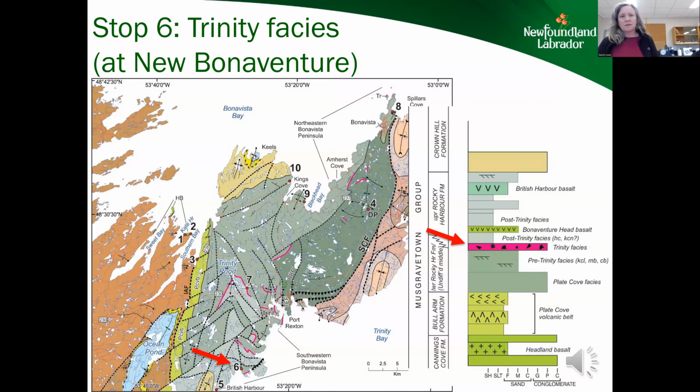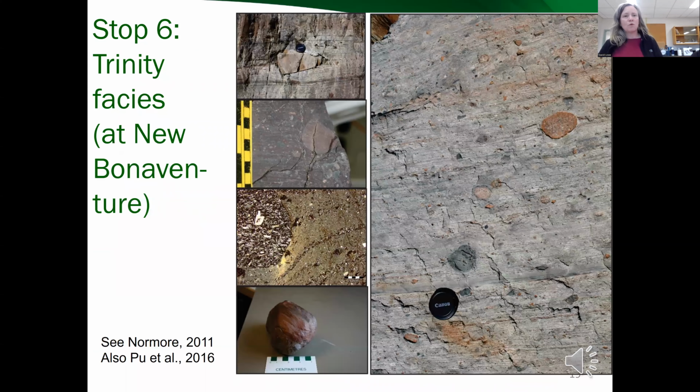And now we're going to have a look at the Trinity facies in one of the best localities to see it, at New Bonaventure. So this unit was first recognized by Leon Normore in 2011, and he isolated some striated clasts from it. He recognized these flat iron clasts, such as in the top left photo.